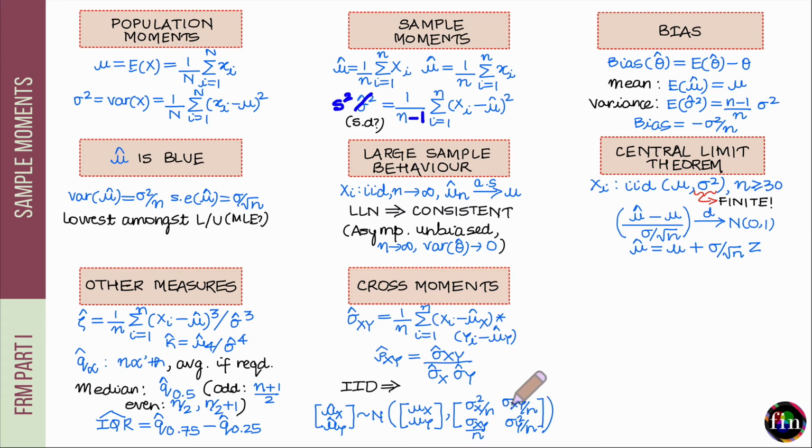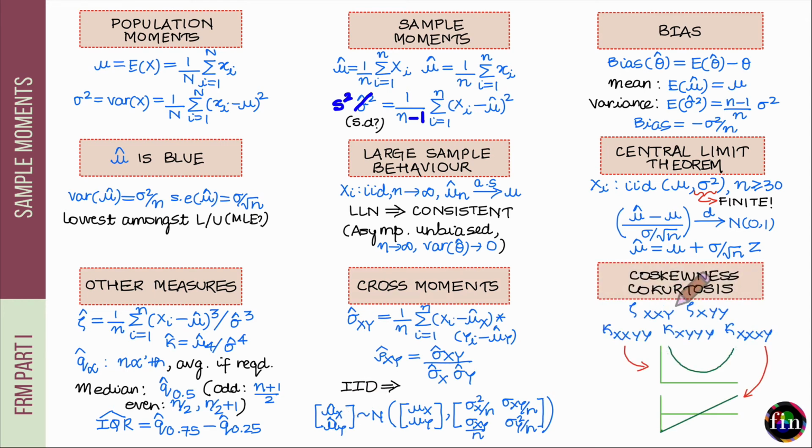The correlation between x and y is the same as the correlation between the sample mean of x and the sample mean of y. Okay, so the correlation between x and y transmits exactly to be also the correlation between the sample mean of x and the sample mean of y. Okay. The last topic for this video is coskewness and cokurtosis.